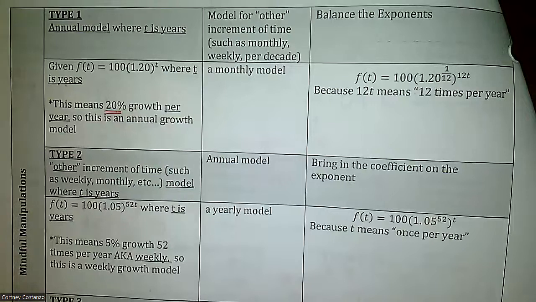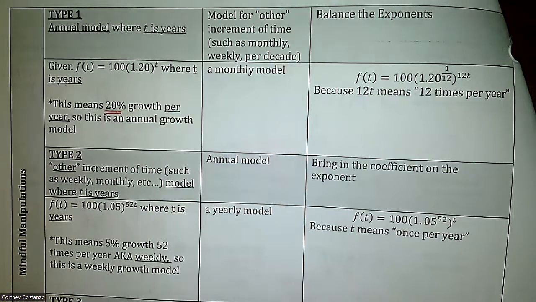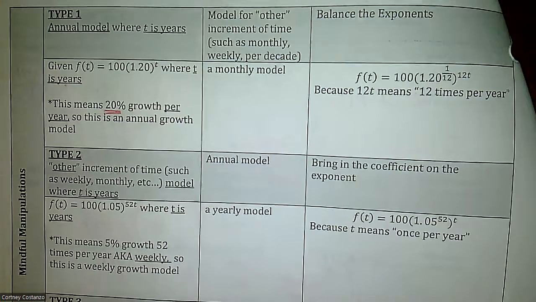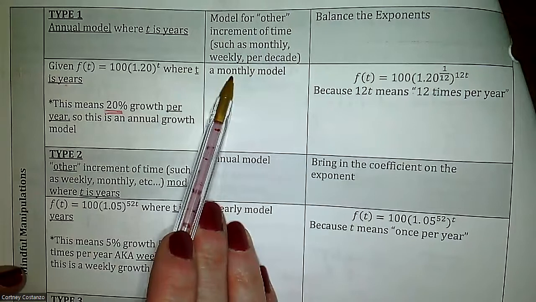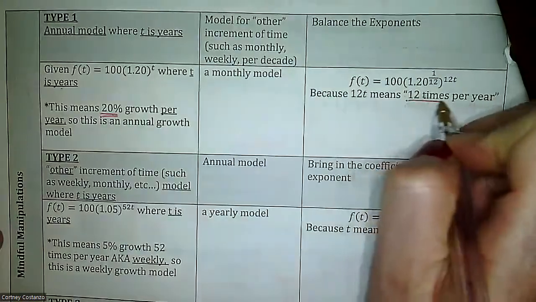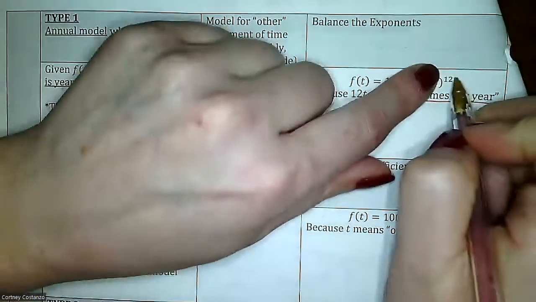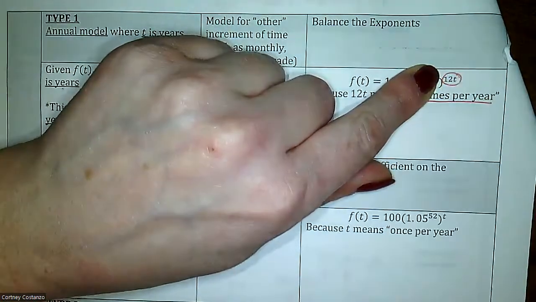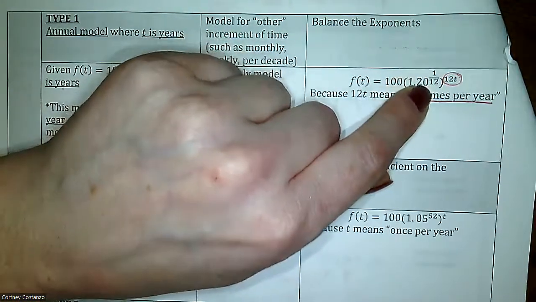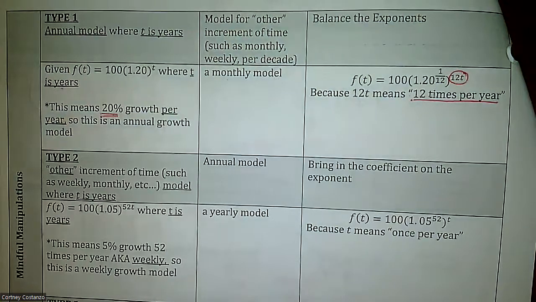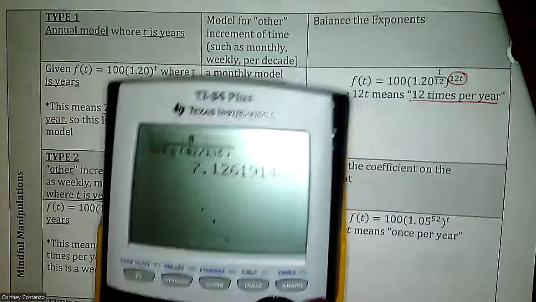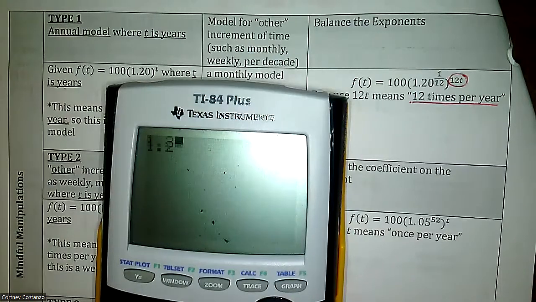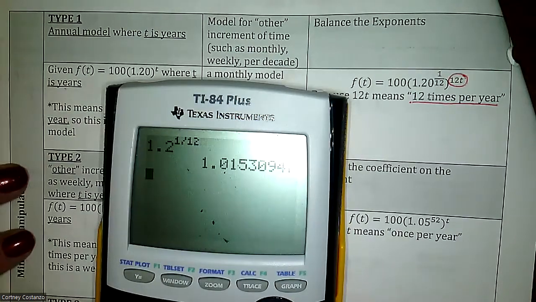But what if I was like, okay, well, that's how much it grows in a year, but I need my business to tell me how much my business is growing in a month. How could I take a year and convert it to a month? Well, a month happens 12 times per year. So if I slap a 12 in front of t, I need to balance it by bringing in a 1/12, meaning one of the 12 months out of the year. So in my calculator, I would be doing 1.2 raised to the 1/12.